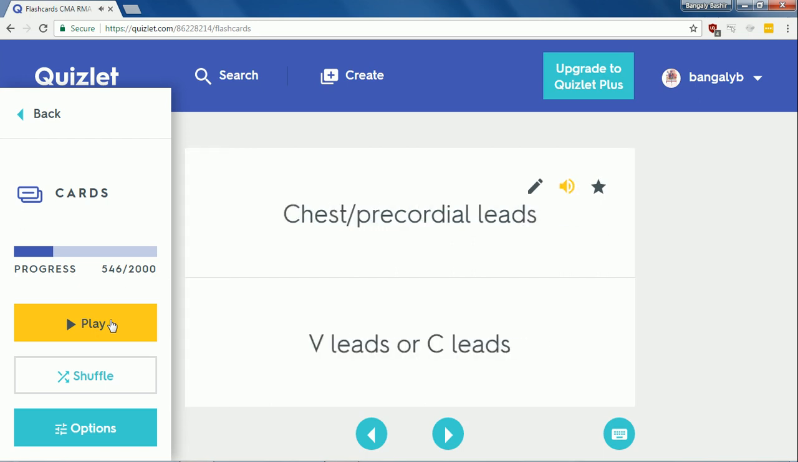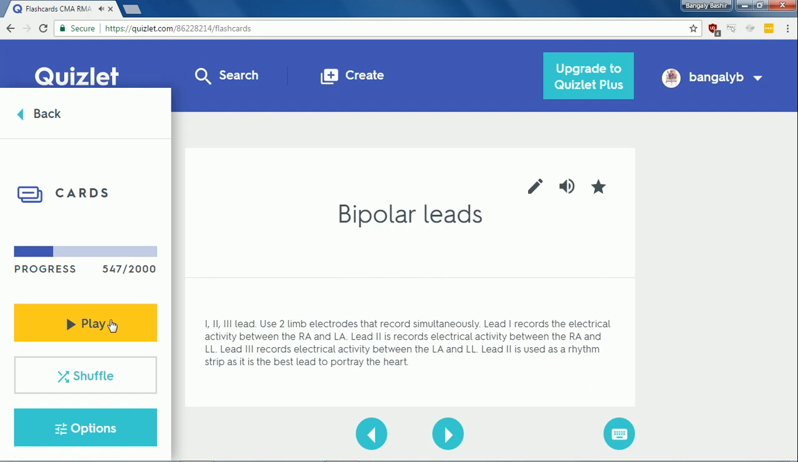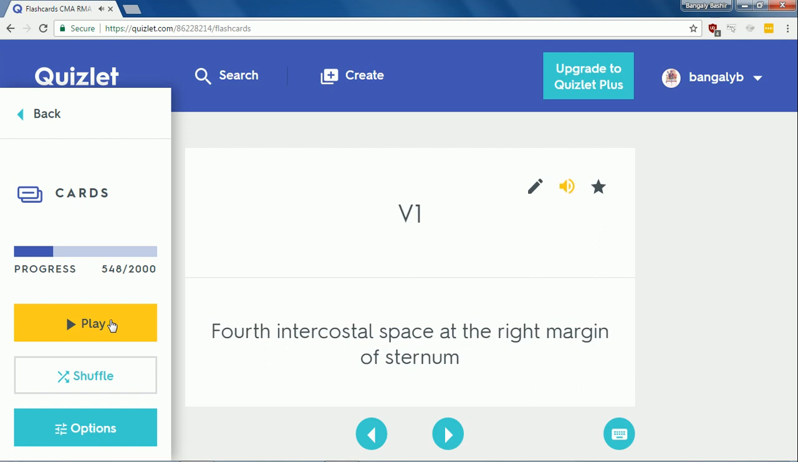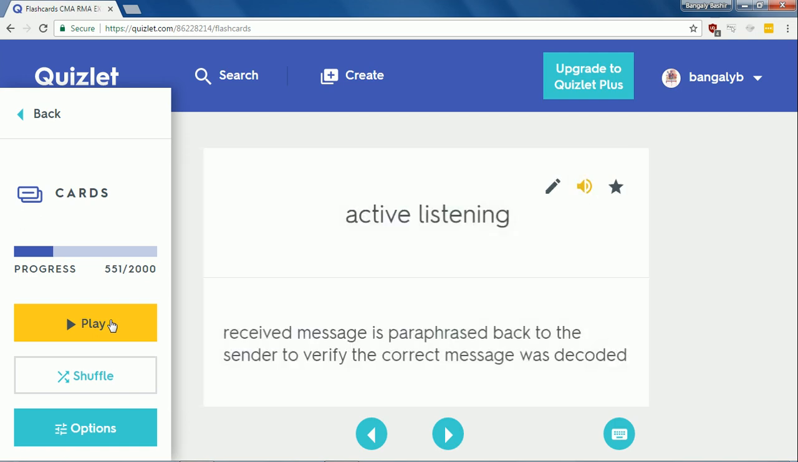Chest precordial leads, V leads or C leads, bipolar leads. V1: fourth intercostal space at the right margin of sternum. V2: fourth intercostal space at the left margin of sternum. V3.